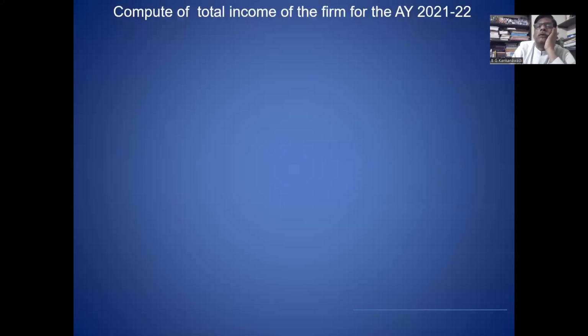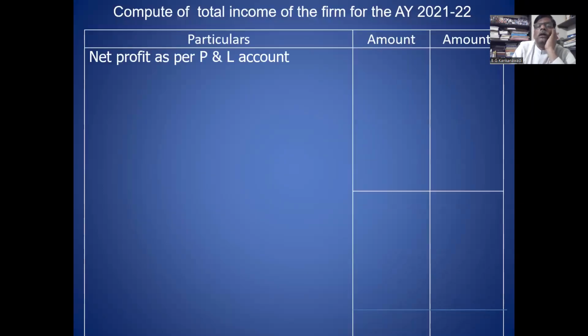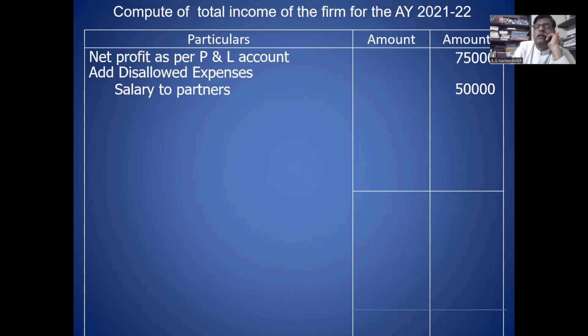Computation of total income from the firm for the assessment year 2021-22. Net profit as per P&L account is 75,000. Add disallowed expenses. First is salary to partner 50,000. First partner salary, second partner salary, third partner salary, you write in the inner column, take the total to the outer column.